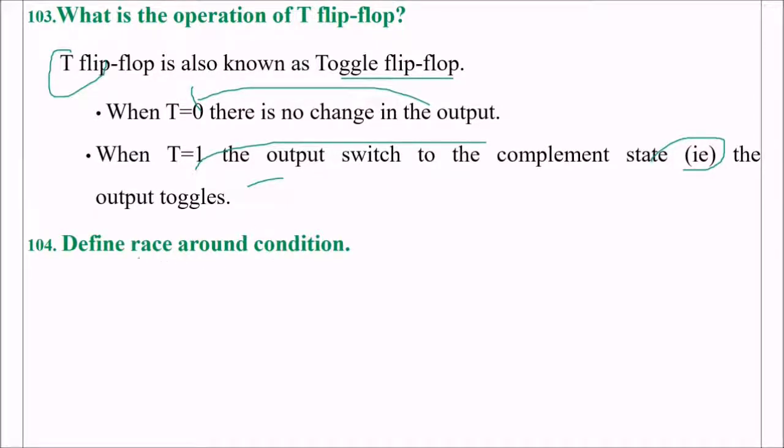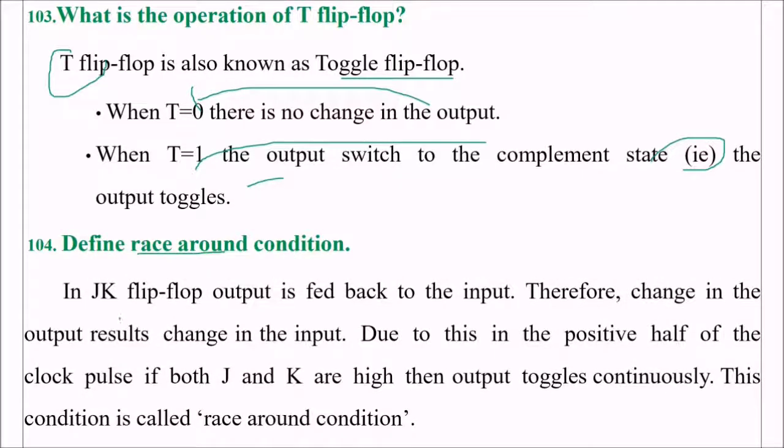Define the race or race around condition. What is a race around condition? In JK flip-flop, output is fed back to the input. Therefore, the change in the output results in the change in the input.